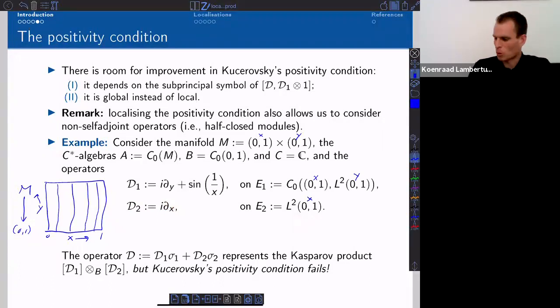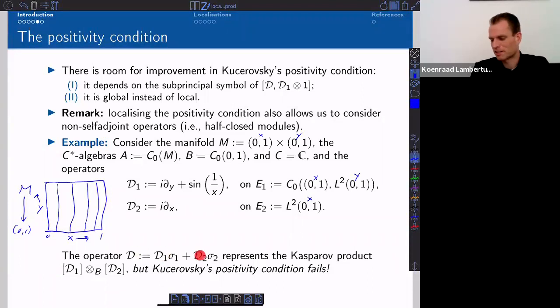And now, the operator d1 defines a KK class in the KK theory of A and B, and the operator d2 in the KK theory of B and the complex numbers. And we would like to compute their Kasparov product. Okay, so we know what this Kasparov product is supposed to look like. So it's this operator D.